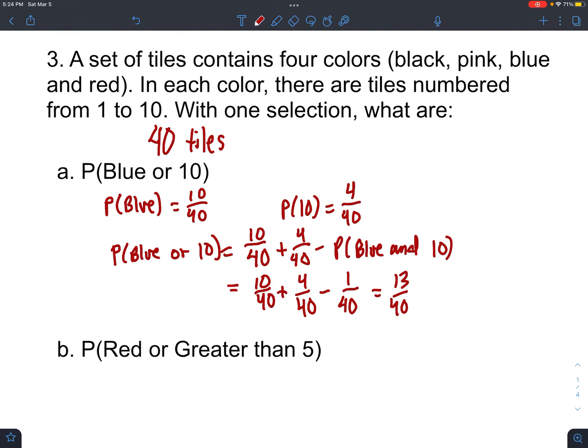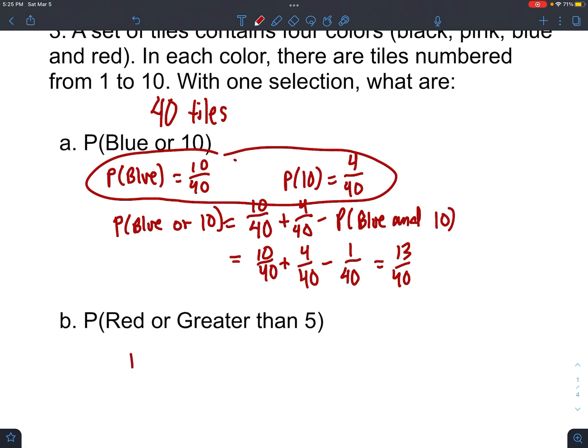So there's a 13 out of 40 chance. Because if we just were to add these together, we would be double counting the tile that's blue and a 10. You see? So we only count stuff once. So us subtracting means that we are removing the duplicate. Okay. Same thing here. So when you see or, the answer should be the addition rule. Add them up and subtract when it's both.